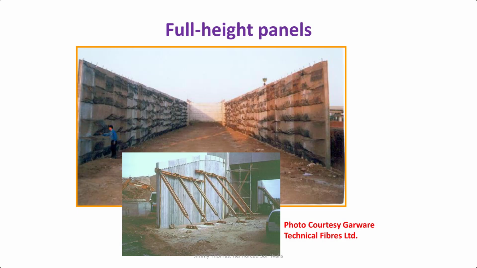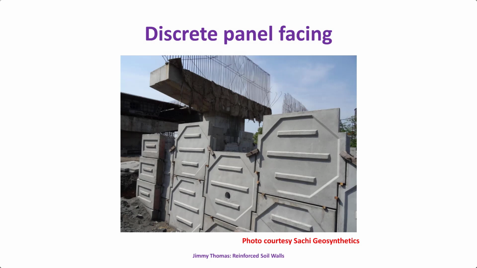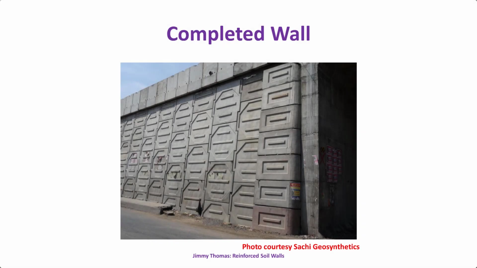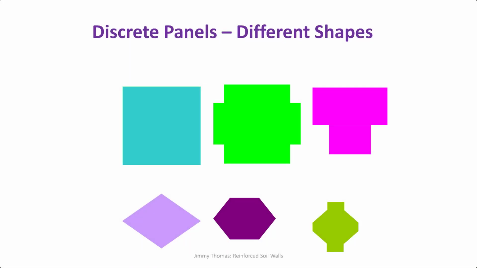Then we have different types of facing, like full height panels. That means one panel to the full height of the structure. Then we have incremental panels or discrete panels, which is a very popular type of facing. Like how it looks. We can have different shapes.